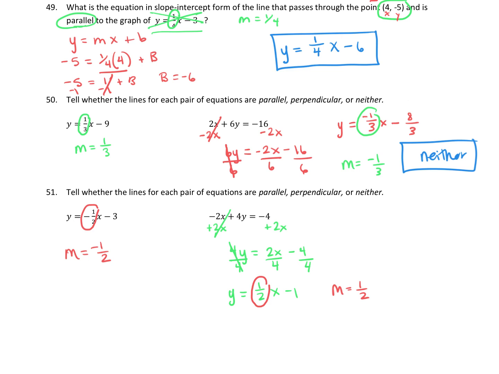And let's see how these two slopes compare. For these equations to be parallel, the slopes would have to be the same. Is negative 1/2 the same as a positive 1/2? It is not. Perpendicular, they would have to be opposite and a reciprocal. They are opposite. This slope is negative, this slope is positive, but those are not reciprocals of each other. And so if they are not parallel and they are not perpendicular, they are neither.